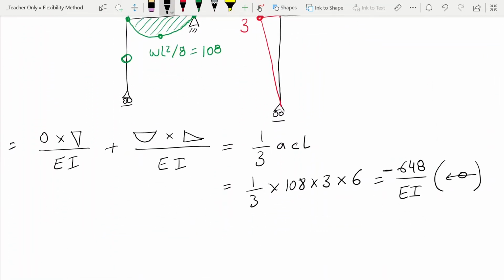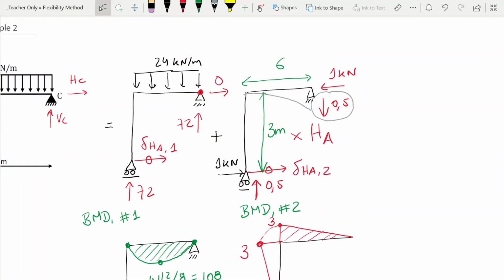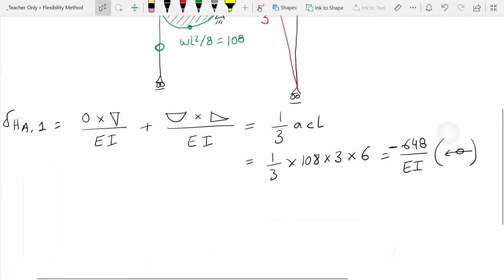Now, before we continue with the solution, let's just stop and think if this makes some sense. If we look at the structure with the 24, so if we look at this structure number 1, we can see with these loads, the reaction at A, the point at A will most likely open up and move to the left. So that kind of makes sense that the displacement at the end gives me to the left. So okay, I'm happy with these numbers.